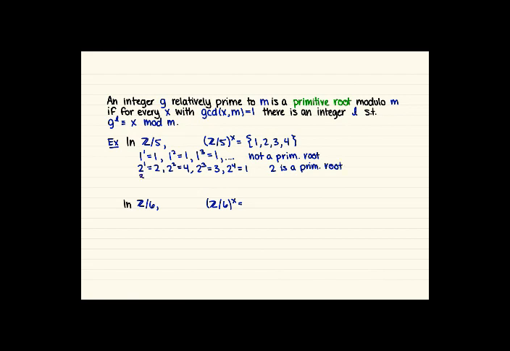Now let's look at 3. 3 to the 1 is 3. 3 squared is 9, which is 4. 3 to the 3rd, so we can do 4 times 3, which is 12, and then that's 2. And 3 to the 4th, we can do 2 times 3, which is 6, which is then 1. So we also see that 3 is a primitive root.